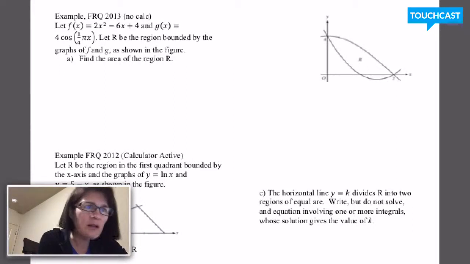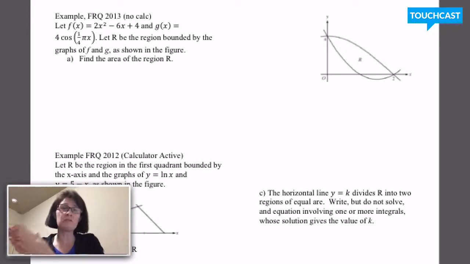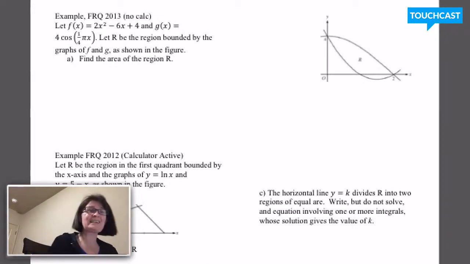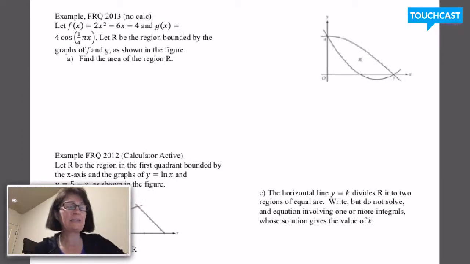And here the trick is not the limits. They've been pretty clear in the picture that the furthest left x is x equals 0. The furthest right x is x equals 2. So it's clear where these graphs intersect. We're going to have to write an integral for this area, one or more integrals. So let's check it out.